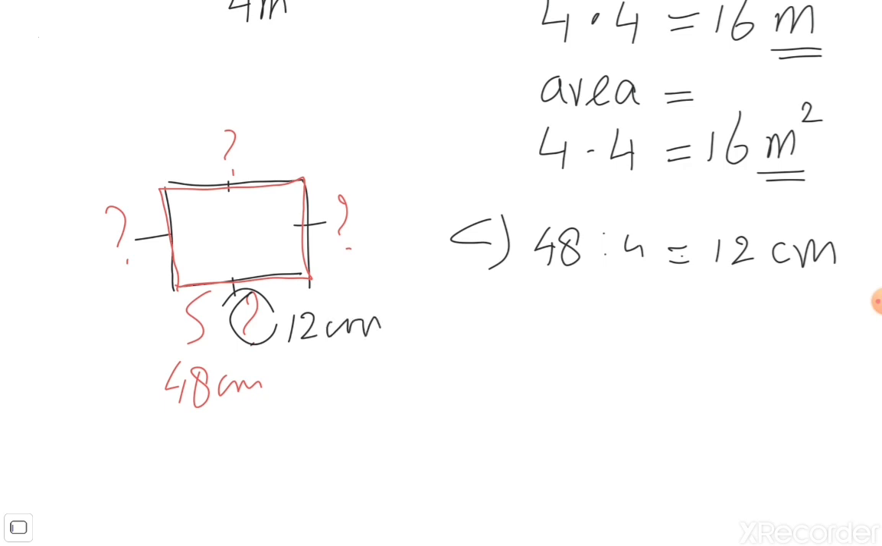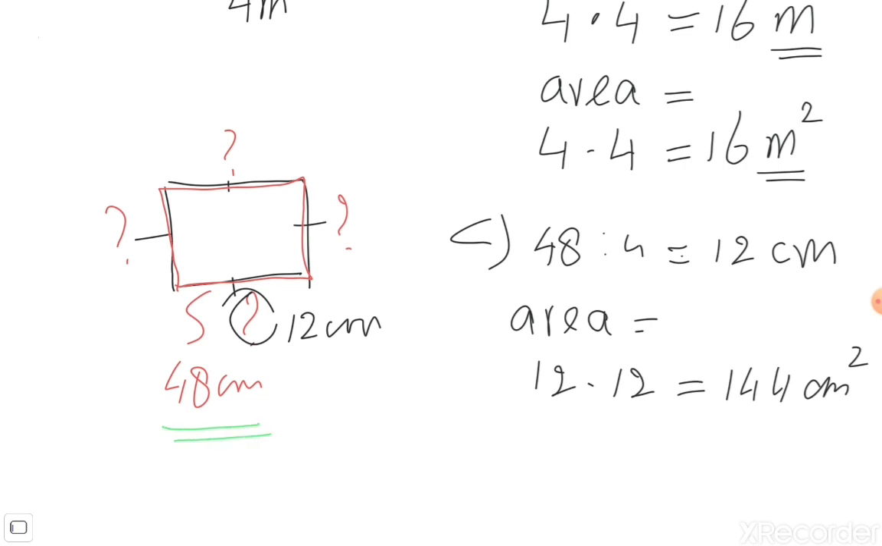So to calculate the area, we need to do 12 times 12 is equal to 144 square centimeters. Why square centimeters? Because they gave you the perimeter of 48 centimeters. We calculate one side. So if we calculate length times width, we need to use square centimeters. It looks like decimeters, but it is centimeters. Yeah. Good luck with the rest of the exercises.